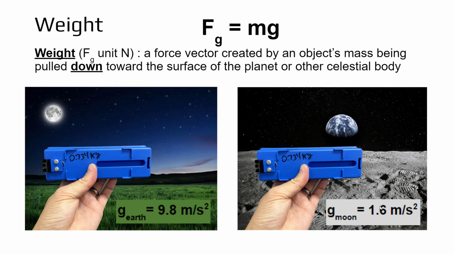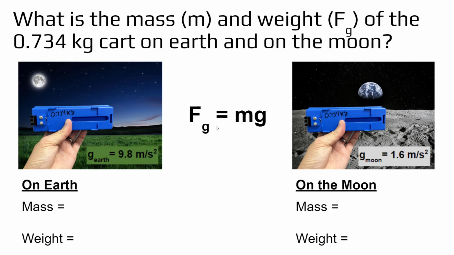And on the moon, every kilogram of mass is going to bring in 1.6 newtons of force. When we're thinking about it in this equation, that mass is going to be turned into a force of weight, force of gravity, which is weight, by multiplying it by the g. Okay, so do that. Calculate, or maybe just know, the mass and the weight of that 0.734 kilogram cart on Earth, where g is 9.8 meters per second squared, or on the moon, where g is 1.6 meters per second squared.